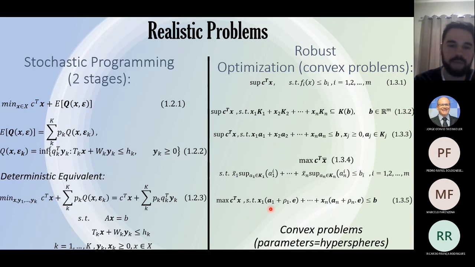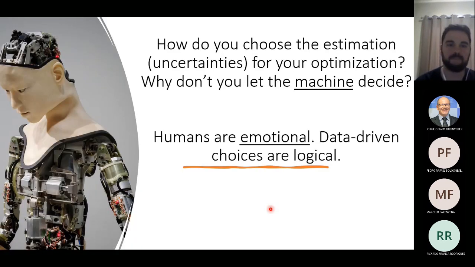But after that, many other approaches have appeared, but the idea is basically the same. You have to control robustness and conservatism. If you increase the robustness of your problem, you will increase the conservatism of your problem. So you have to balance these two things. But how do you choose the estimation for your problem? I mean, uncertainties for your optimization. Why don't you let the machine decide?